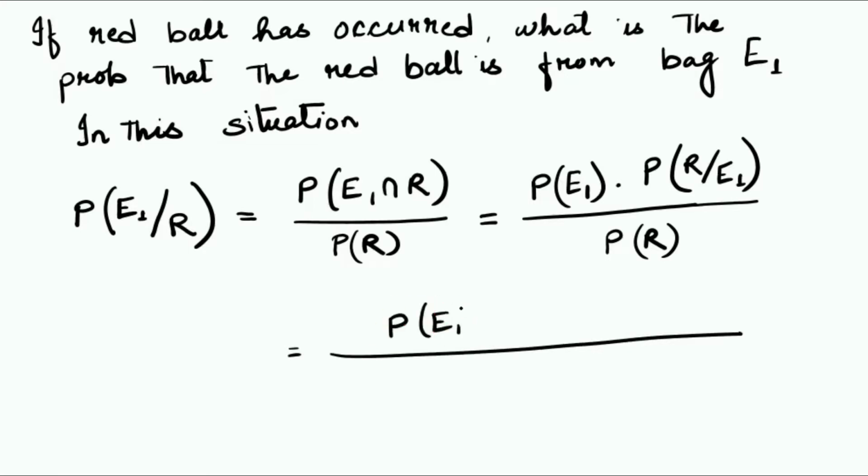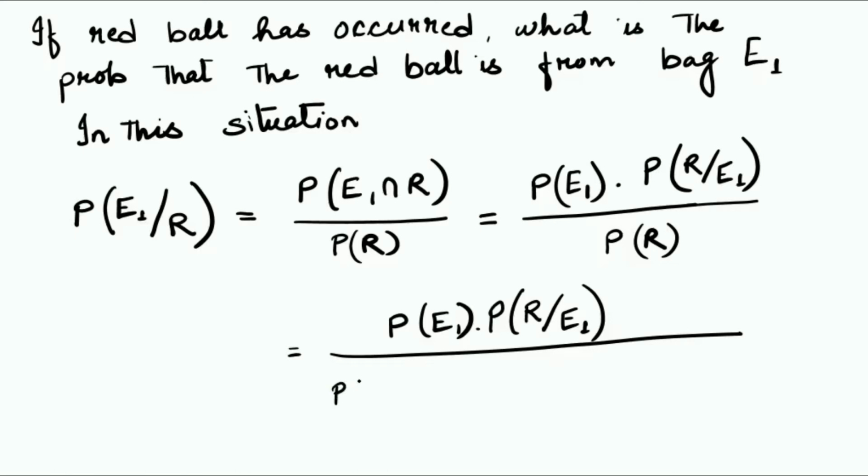Probability of E1 into probability of a red ball from E1. Okay, you can read it your way. You can say that E1 has happened and red ball. E1 means you selected bag E1 and then you want a red ball. So that is what you are getting.